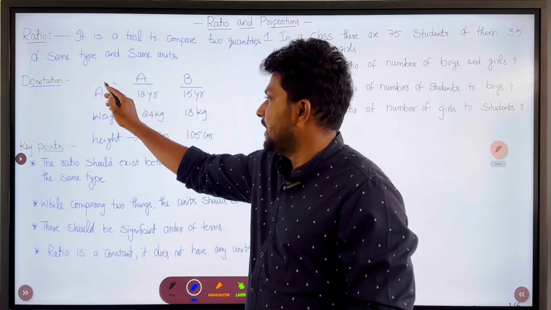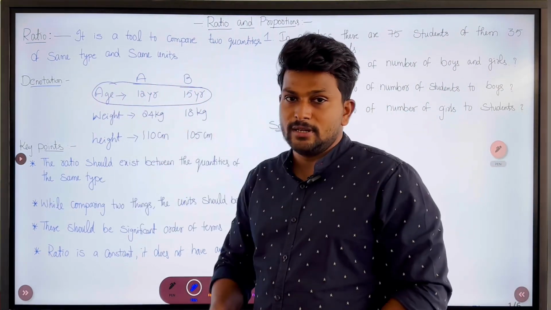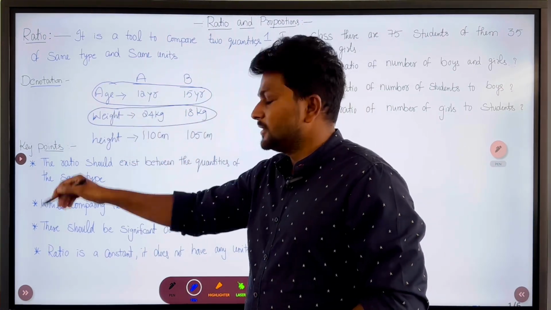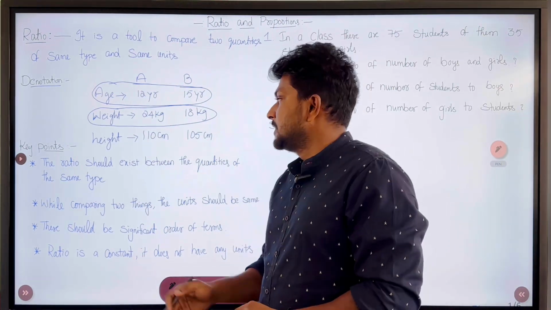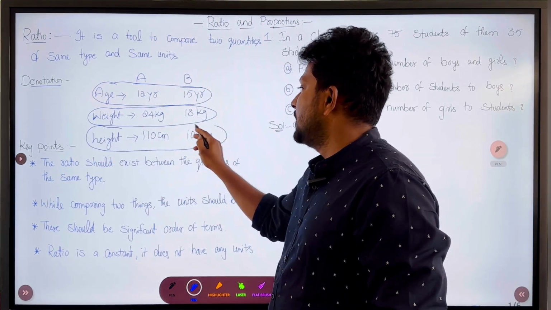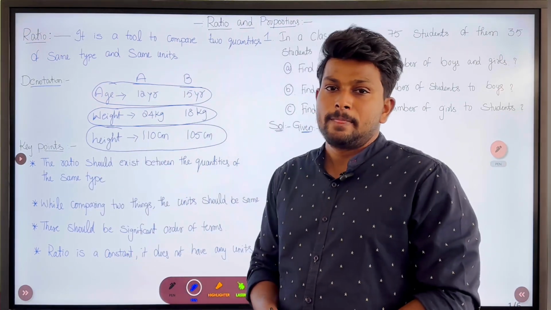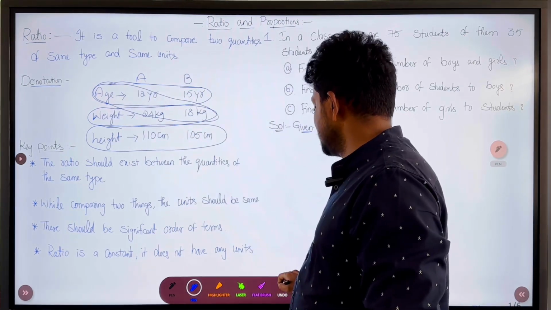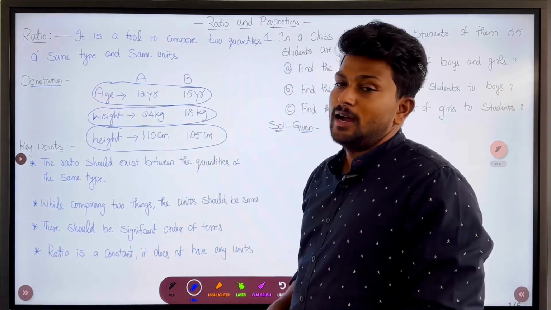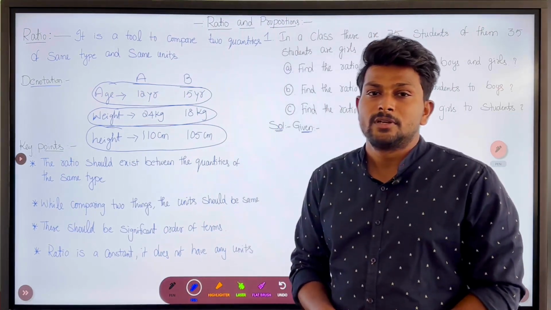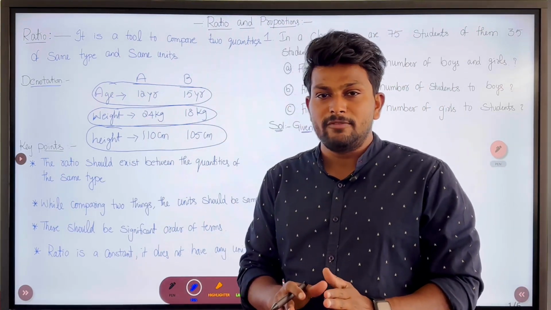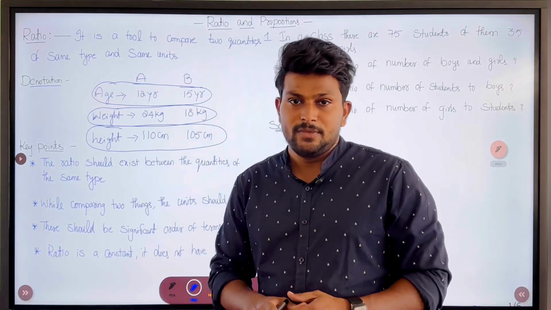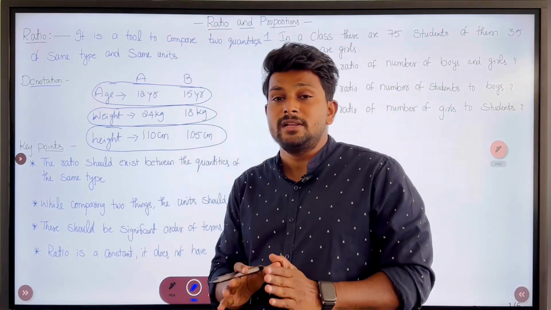If I compare age, we need to compare with the age only, number of years to years. If I compare weight, I need to compare with another person's weight only. If I compare height, we need to compare with another person's height only. It is not a fair comparison to compare age with weight or weight with height. So for a fair comparison, we need to compare ages with ages, marks with marks, height with height, the two of same type and same units.